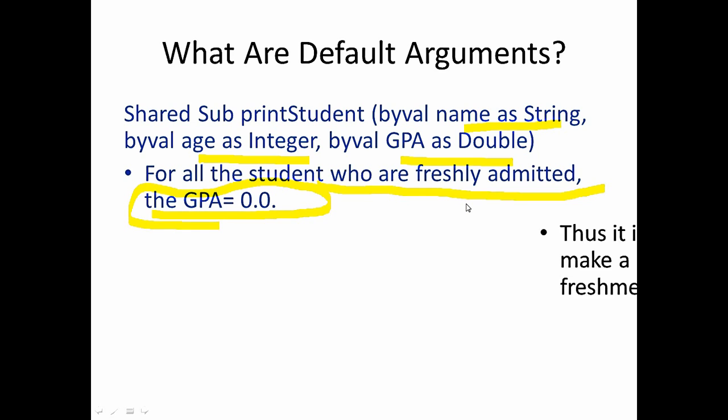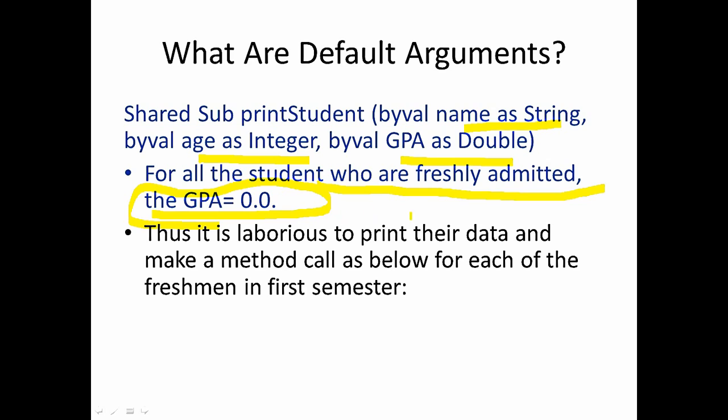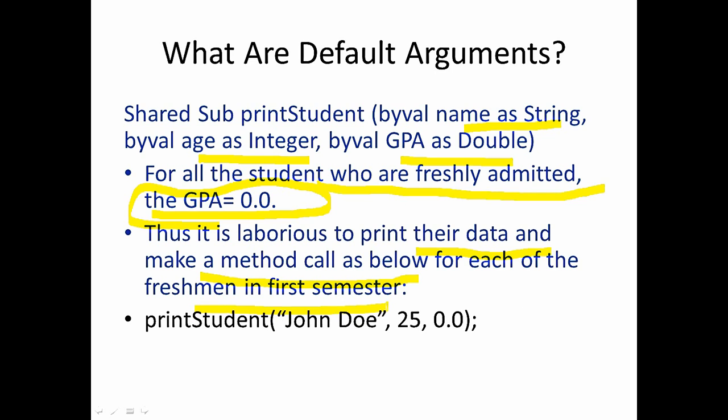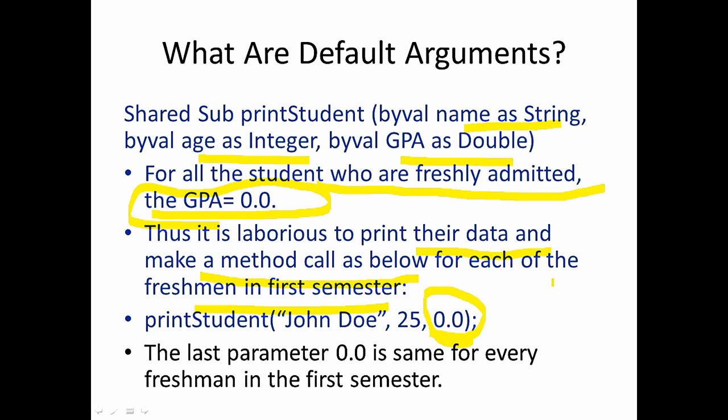Okay, so it would be laborious to print data of all the freshmen by using a method call like below. For every single one of them we have to put 0.0 here, and they're all going to be the same because they have not taken any classes yet. So GPA in the beginning of all of them will be 0.0. Okay, so last parameter 0.0 is the same for every freshman in the first semester.